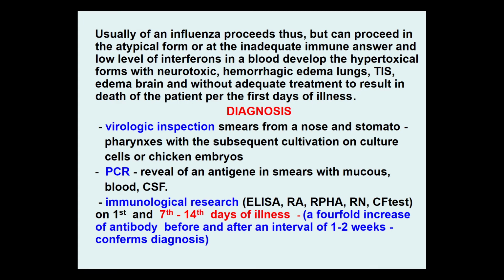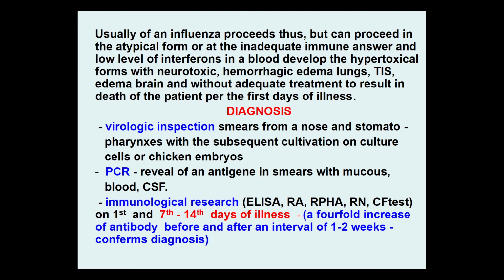Diagnosis: virologic inspections, mass from a nose and stomatopharynxes with the subsequent cultivation of culture cells for chicken embryos. It's rather seldom. Usually it's only just when we try to find some new stamps. Usually we use just nowadays PCR. Reveals of an antigen in smears with mucus, blood, CSF, usually antigen smears from mucus.